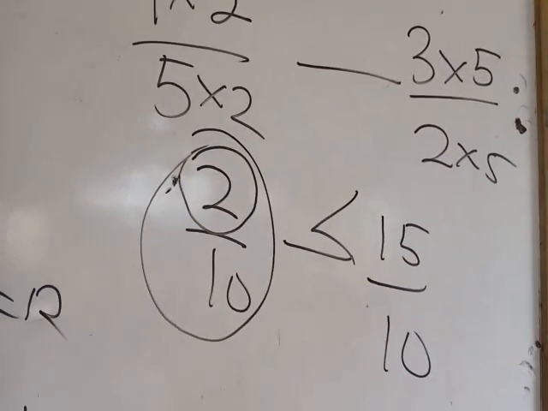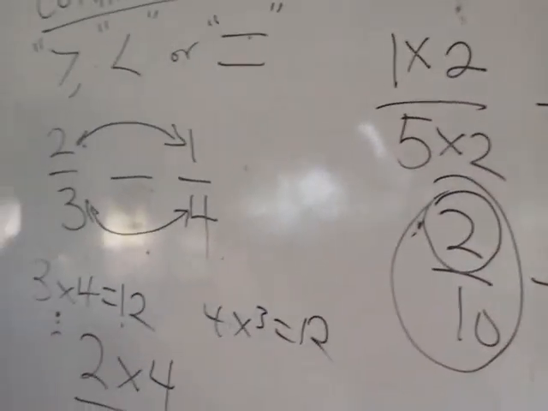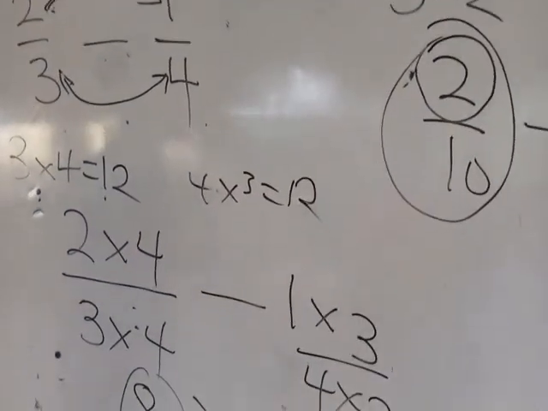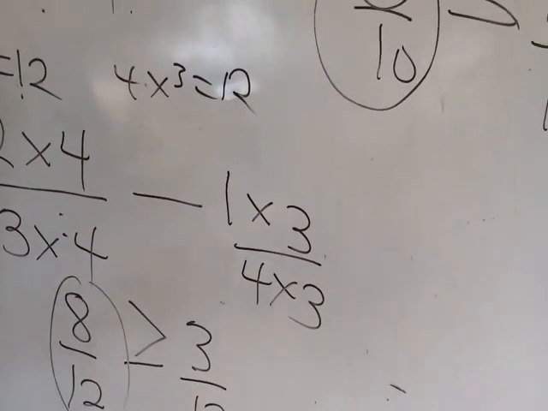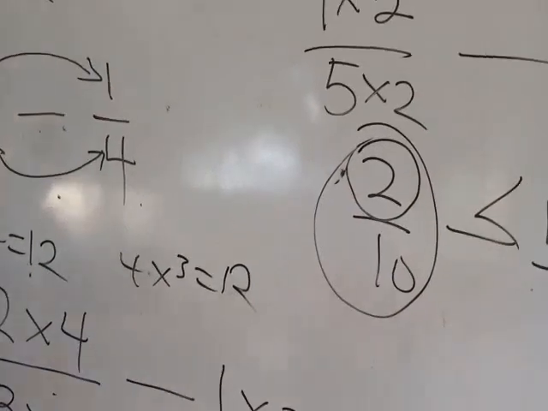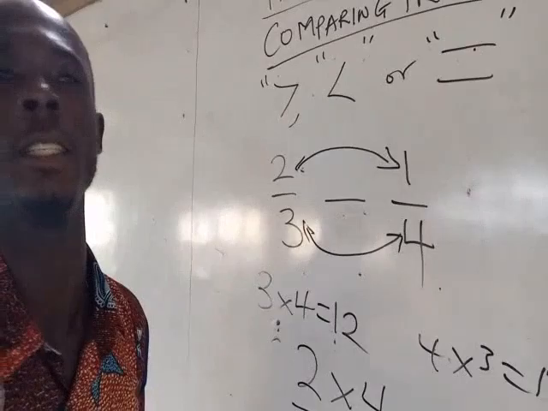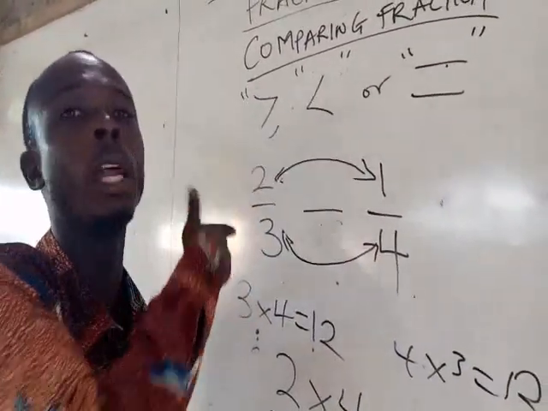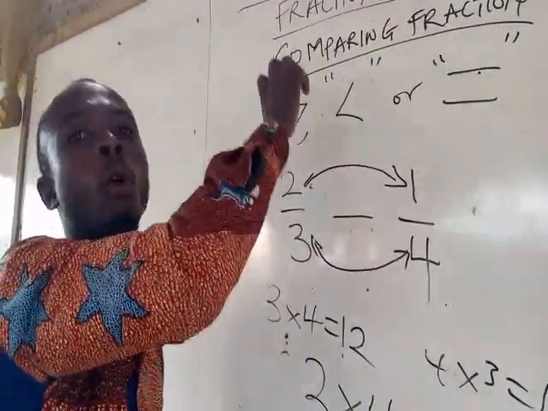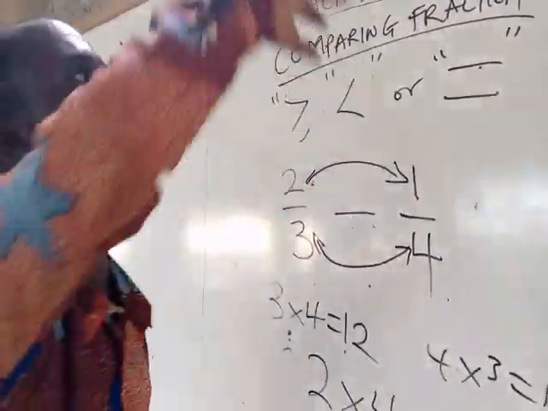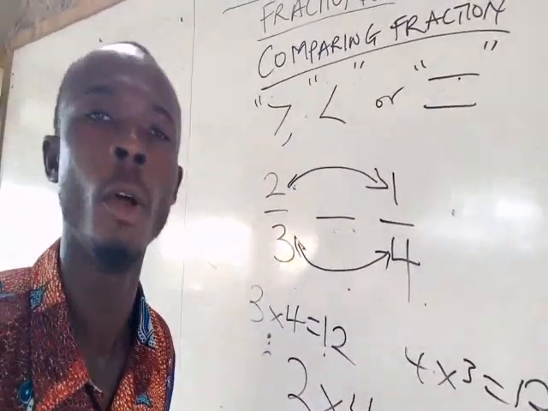15 over 10. And once you understand this, when I reach ordering fractions, that's arranging fractions in ascending or descending order, it will become what? More simple. Because to appreciate ascending order or descending order, that's ordering fractions, you should understand comparing fractions. You cannot start with ordering fractions, and after that you come and take comparing fractions. No. We teach comparing fractions, and after that we dip into ordering of fractions.